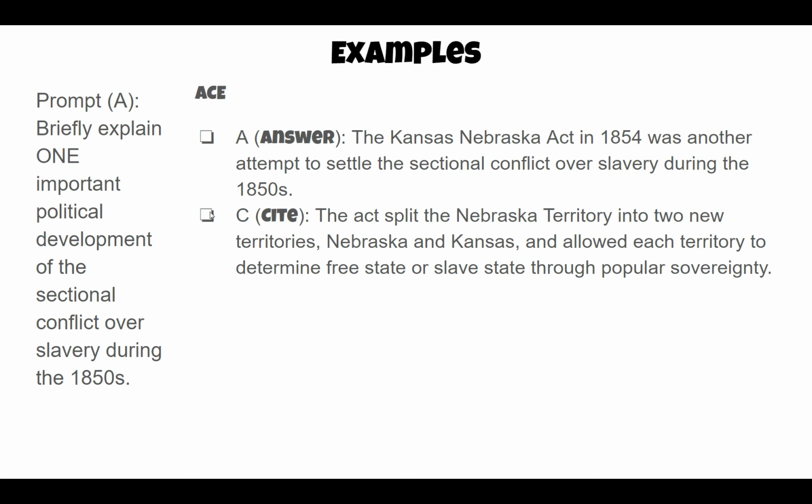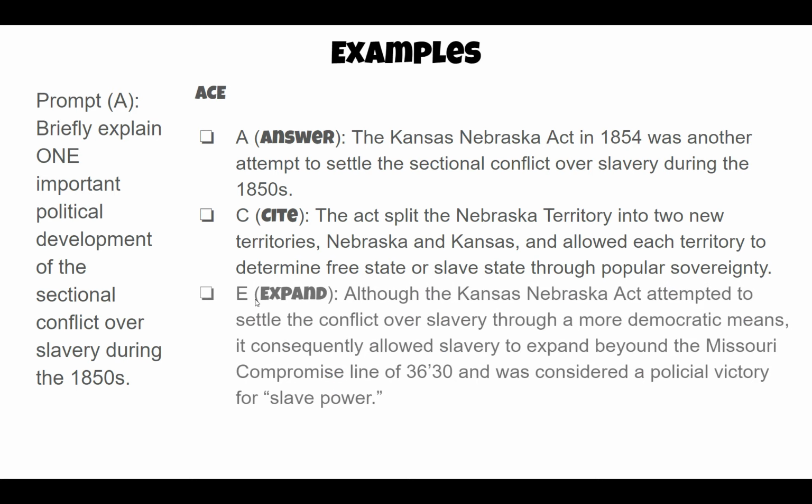The final thing you want to do to earn all points is to expand on this specific prompt. So here's an example. Although the Kansas-Nebraska Act attempted to settle the conflict over slavery through a more democratic means, it consequently allowed slavery to expand beyond the Missouri Compromise line of 36°30' and was considered a political victory for slave power. So this is more of approaching synthesizing.